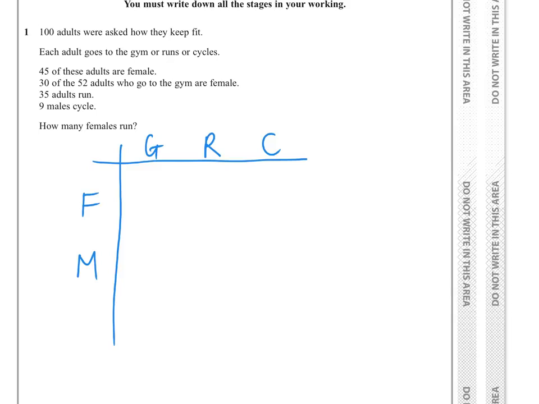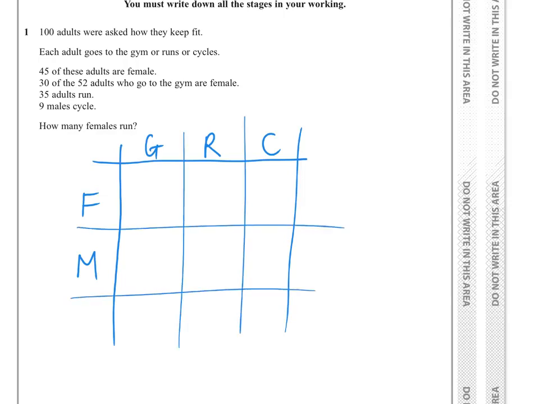So if I do this grid like so, then we know that our totals here, we've got to end up with 45 females. So that means there'll be 55 males because there was 100 adults. So this one's ticked off.